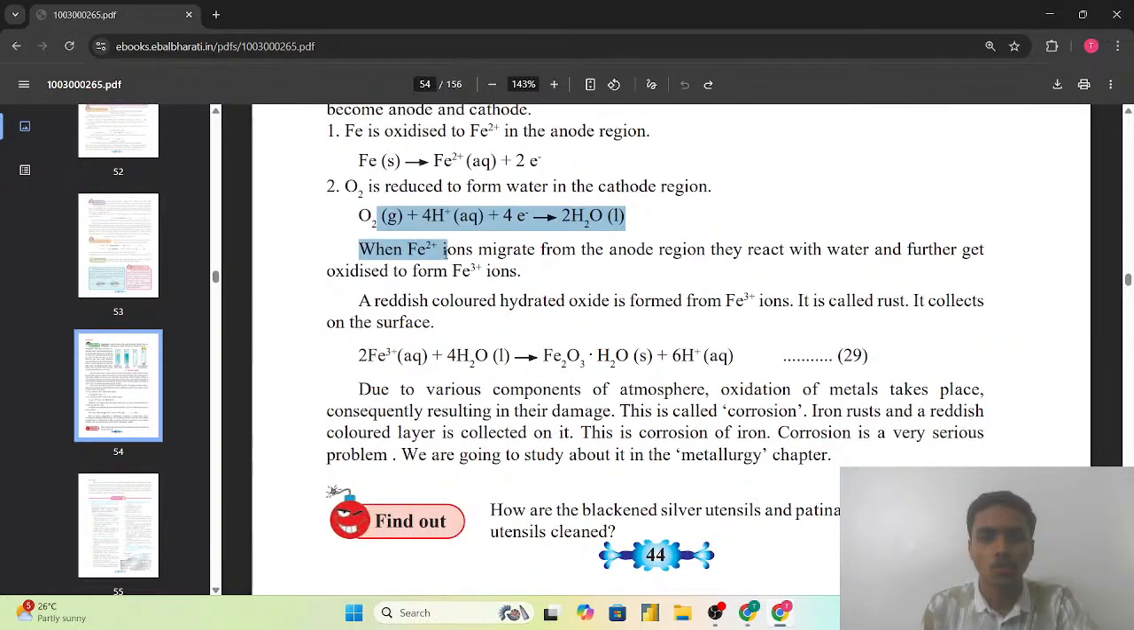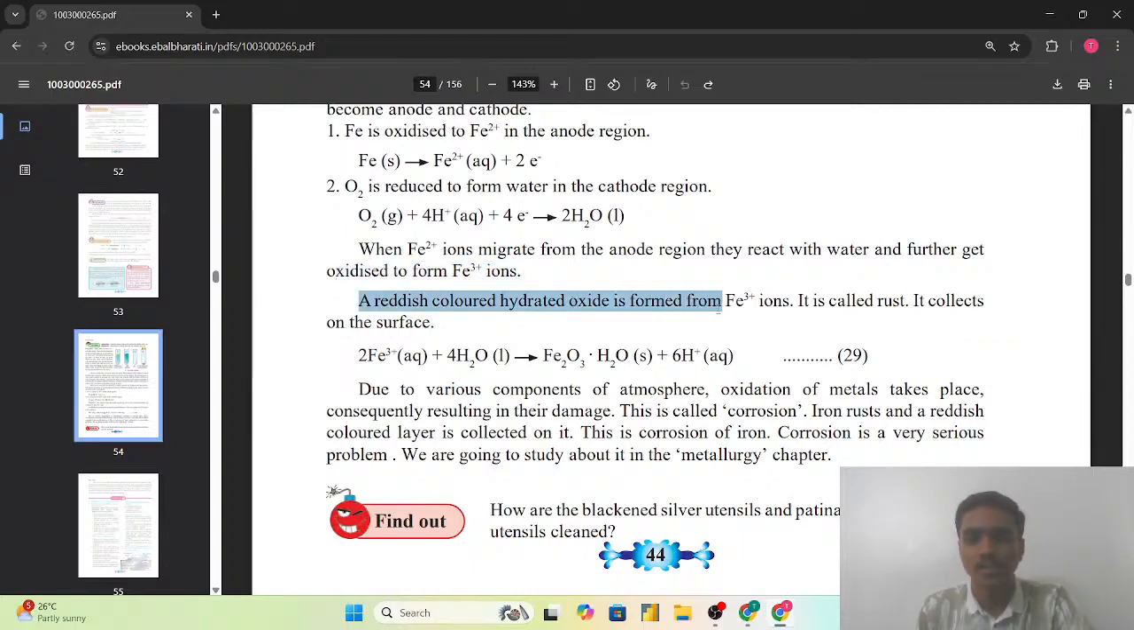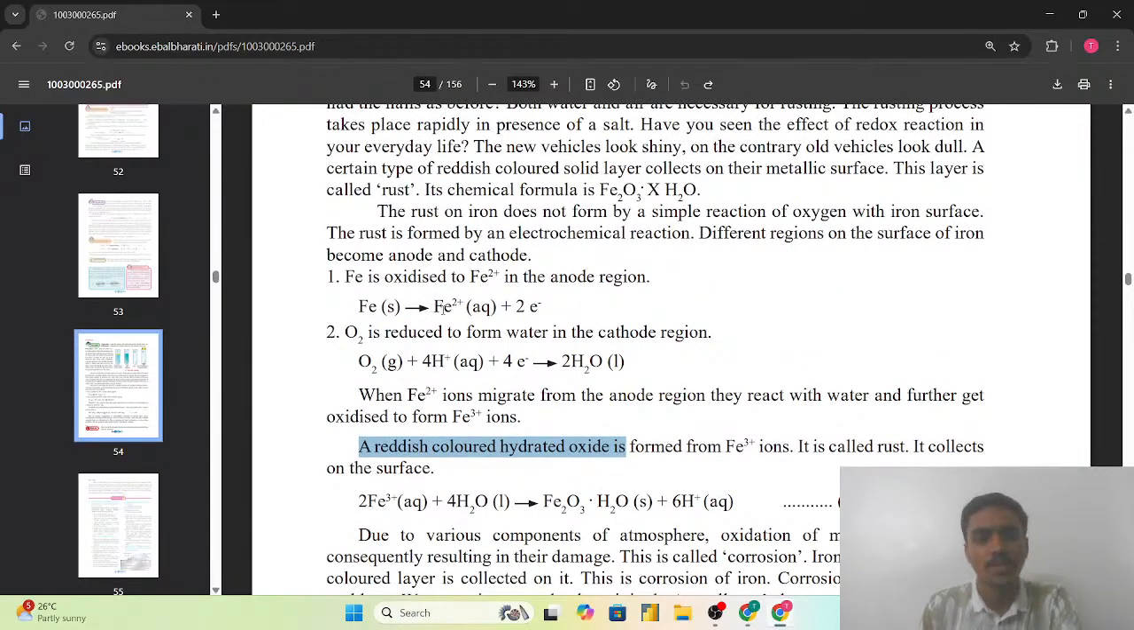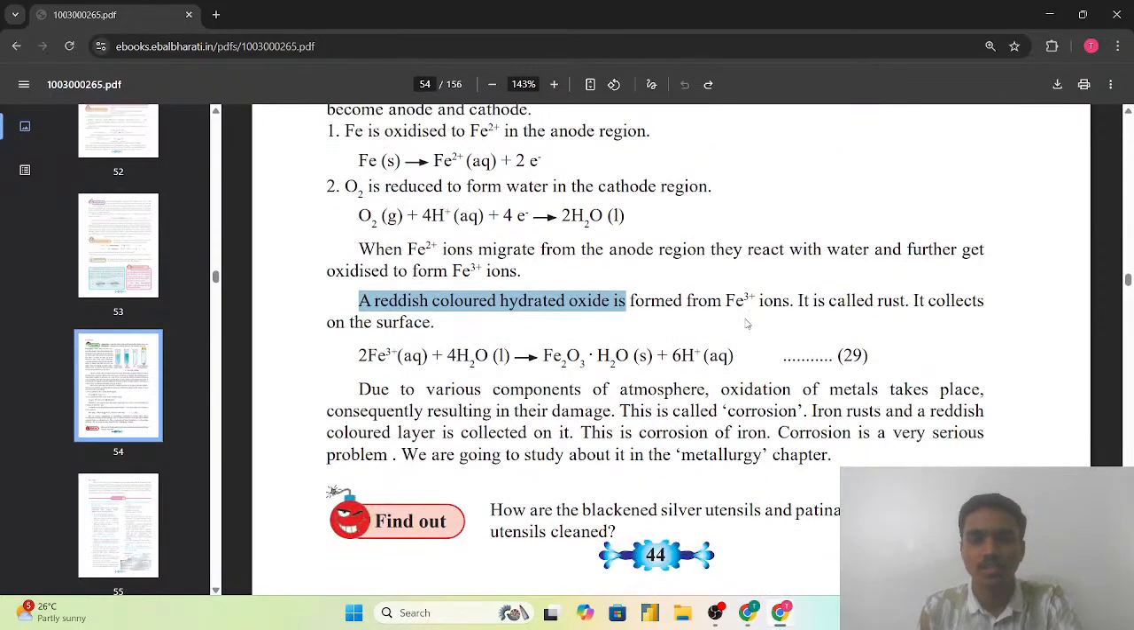So when Fe2+ ion migrates from the anode region, they react with water and further get oxidized to form the Fe3+ ion. A reddish colored hydrated oxide is formed from the Fe3+ ion. It is called as the rust. मतलब जो यहाँ पर रेडिश कलर का जो हाइड्रेटेड ऑक्साइड जो कि हमें यहाँ पर मिल रहा है, जो कि फेरिक आयन है, that is Fe3+ ion, that only is called as the rust. It collects on the surface of the metals.